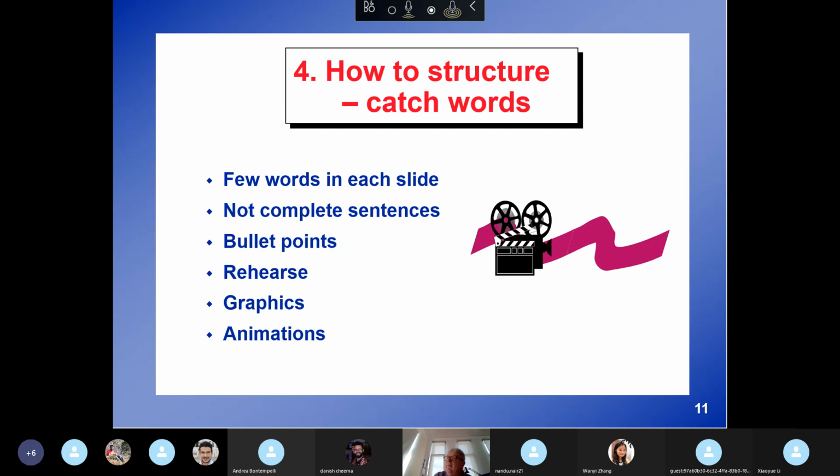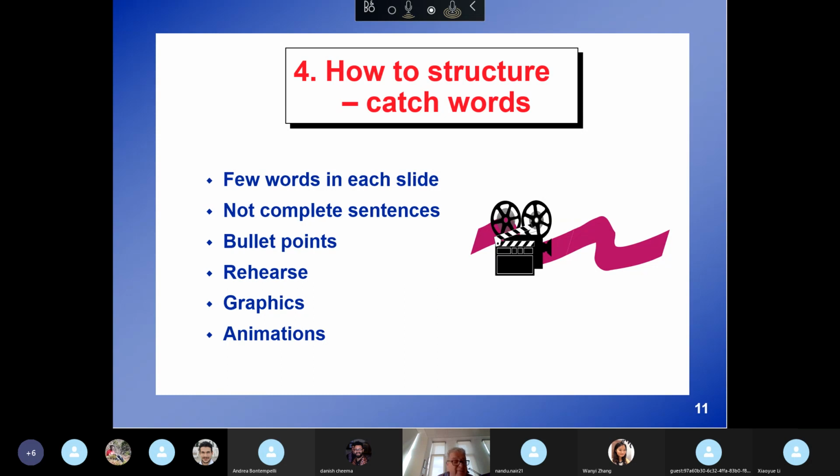To me, the only thing which is not bullet points in a slide is a quote or a general message by the large minority. And clearly, animations and graphics are fundamental because they give the message, and also they are interesting to see.